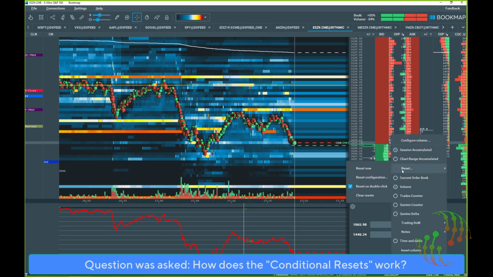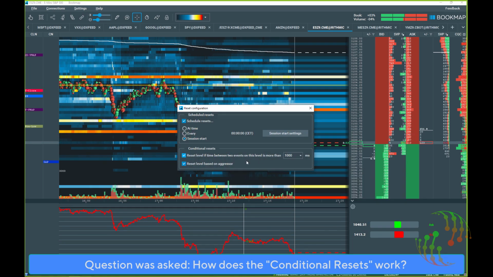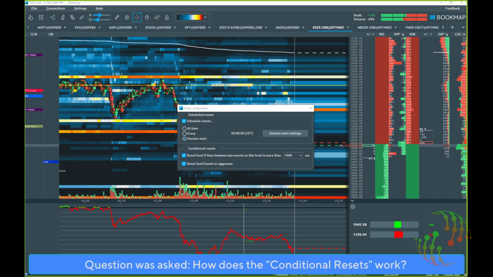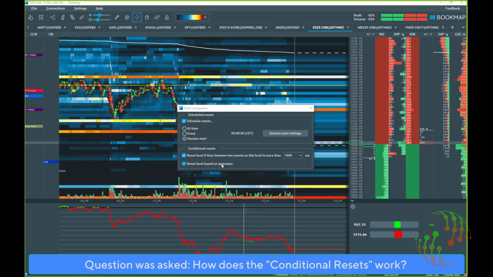Let me talk about this one. I've got an answer. Conditional resets. Let me show you that. Conditional reset, let me find the answer. Reset level based on aggressor. This is a very clear answer there. Reset bid volume only by bid aggressor trade.